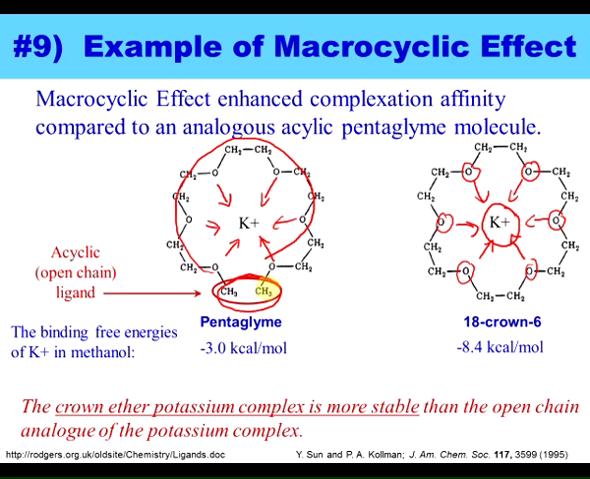And so notice the free binding energies of the potassium, in methanol. For pentaglyme, that binding free energy is -3 kcal per mole, compared to the macrocyclic compound, -8.4. So this is much more stable than the pentaglyme complex. So the crown ether potassium complex is more stable than the open chain analog of the potassium complex, and we attribute this to the macrocyclic effect. The ligand is already in a preformed arrangement so that the metal can just fit in here, whereas with the open chain it has to wrap around and get in the right configuration to bind the metal complex.